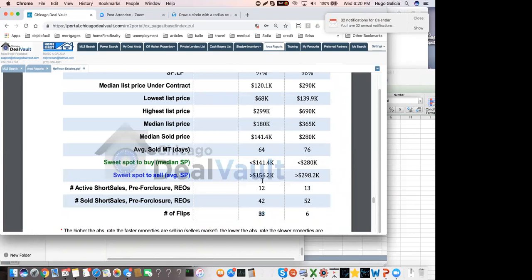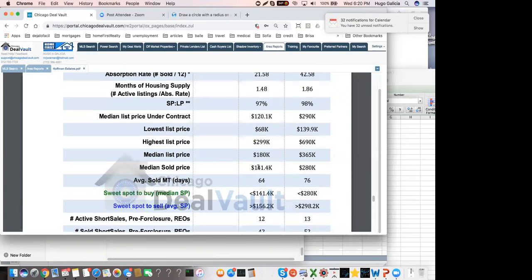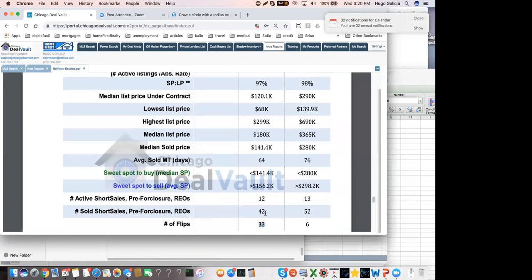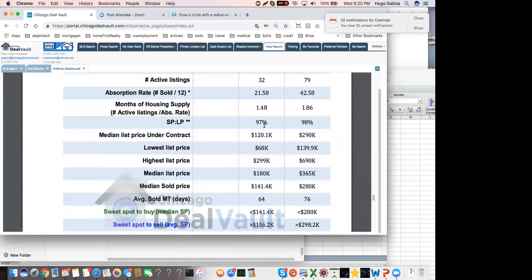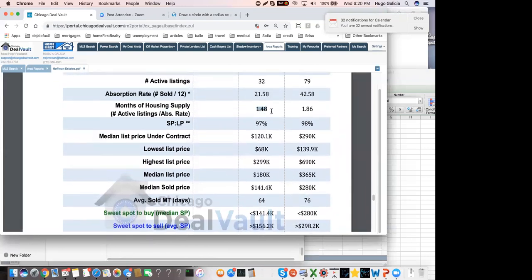So we can determine that this is a hot market for two reasons. There are many flips happening for condos, and not only that, but it only takes a month and a half before we run out of inventory. So this is a great market. This is a hot market.